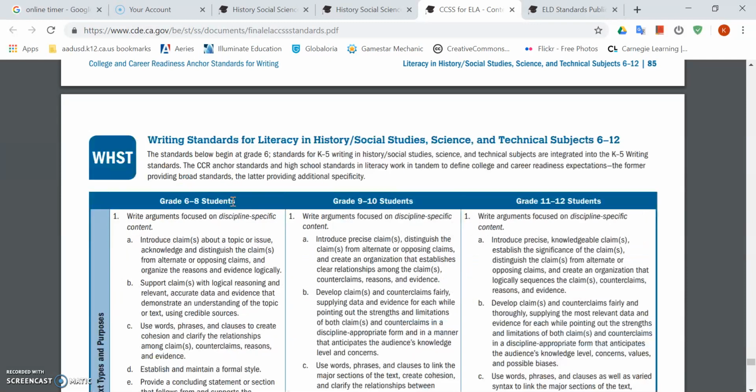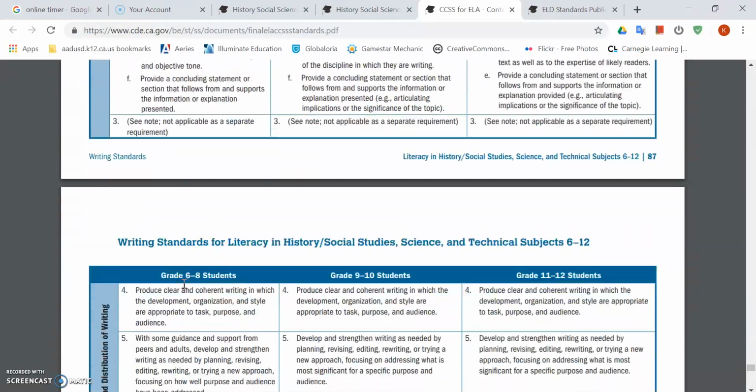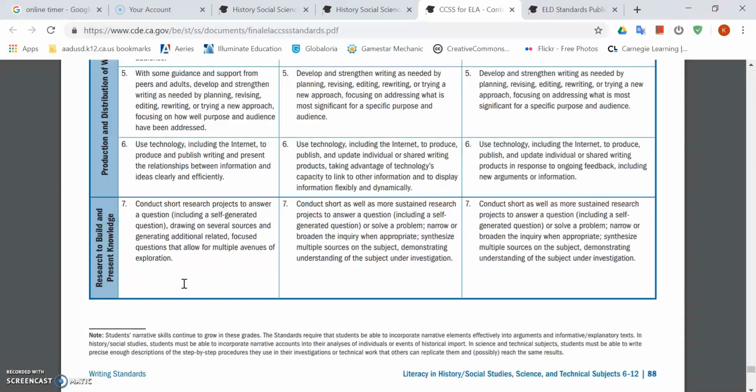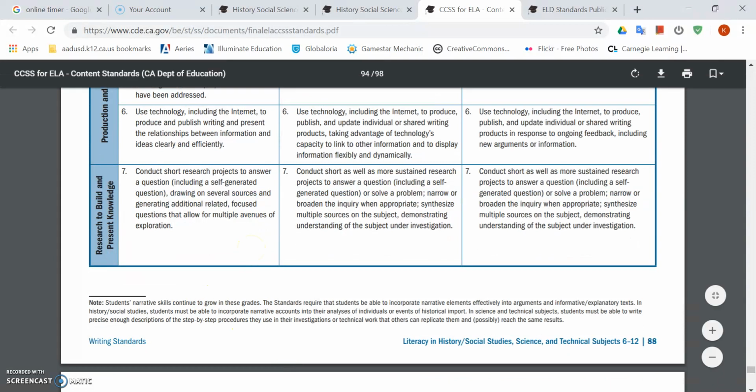But you also have writing standards. So if you're not having students read, but you're having them write, go through these standards and find which one applies to you. If you need help figuring out which one makes the most sense for your lesson, feel free to raise your hand and ask for help.